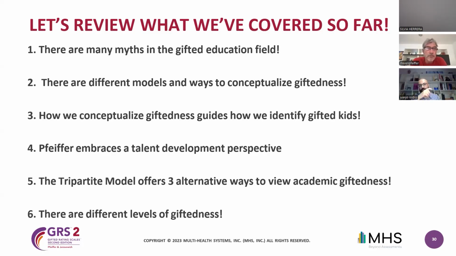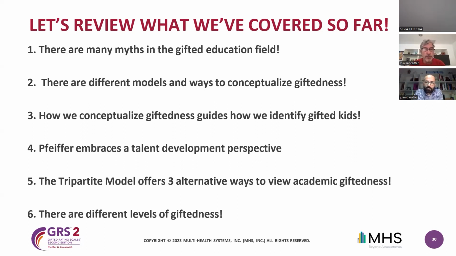Second thing we've covered so far, there are different models, different ways to conceptualize what we mean by this construct, giftedness. I said giftedness is not real in nature, but it's useful. It's a useful way that we humans categorize kids who are special. And there are different ways, what we call models, to help us conceptualize giftedness. The high intellectual ability model is just one way, popular, but only one way. Talent development models, another way. We have Renzulli's three-ring conception, another model. We have Pfeiffer's tripartite model, another way. So there are different models, different ways to conceptualize giftedness.